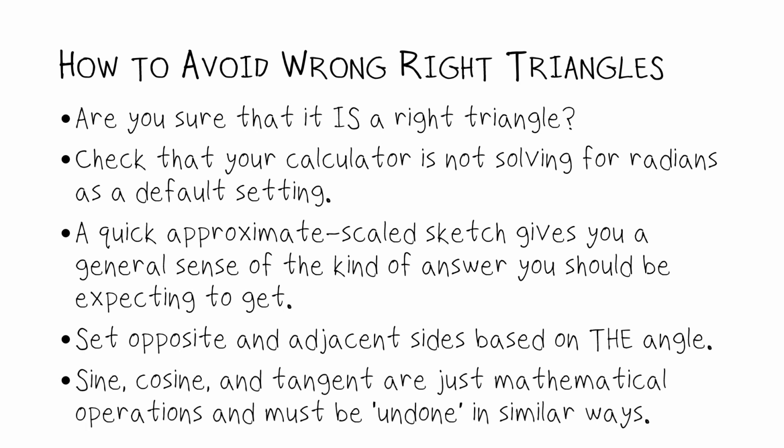And finally, and this is easier said than done if you don't have a very strong trigonometry background at this point, but sine, cosine, and tangent are just mathematical operations. No different than taking a square or a square root. So we can undo a square, we can undo an addition, we can undo a subtraction, and we can undo a sine, cosine, or a tangent too.